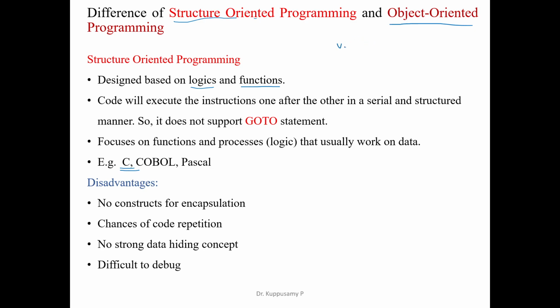So I am writing one program here: void main, open braces, integer a equal to 10, b equal to 15, semicolon. I am using the function add here, passing the values a, comma, b.